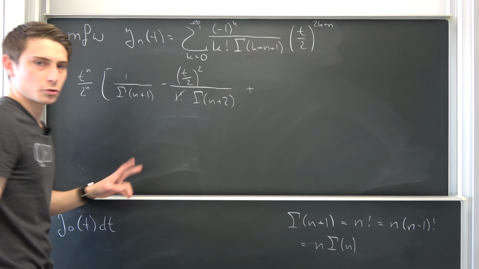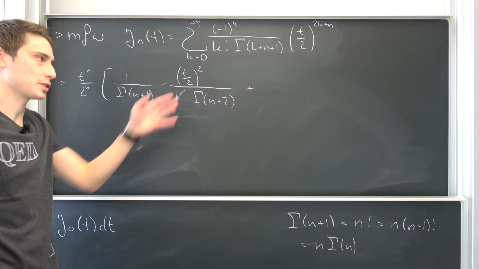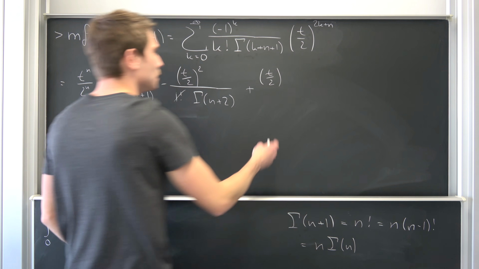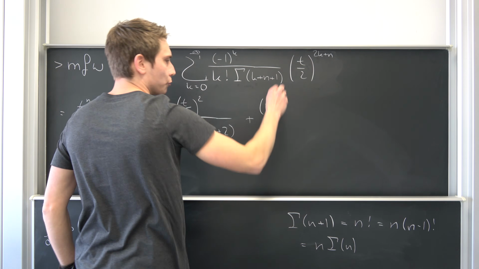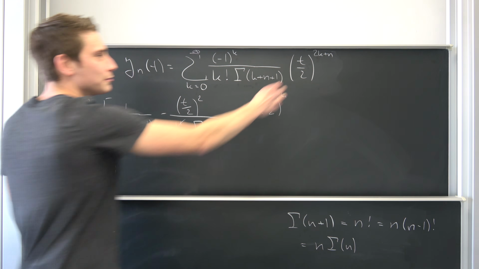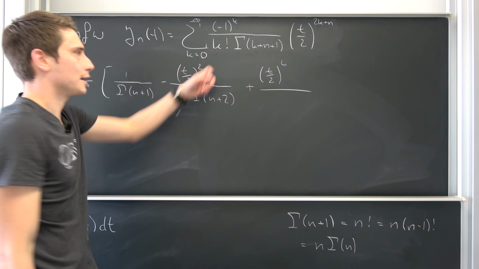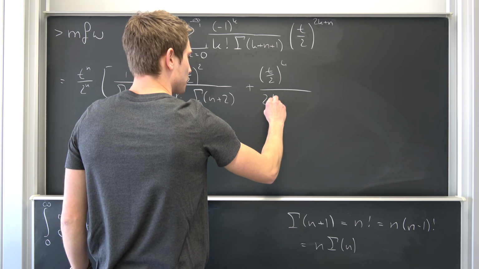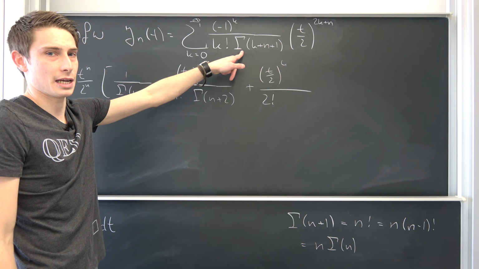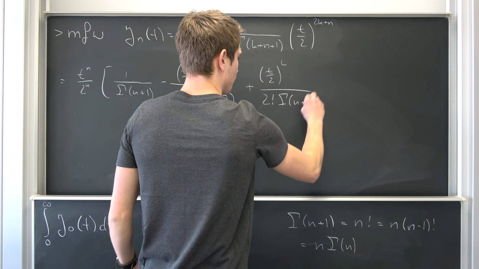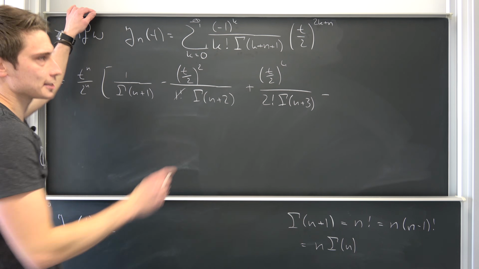Then for the next term, I'm going to write out 2 more terms, and then we are going to see what we get. This is now t over 2 to the 4th power right here. We are just going to get even powers all the time. Over 2 factorial, since k factorial gives us 2 factorial. Then we have gamma of n plus 3. I hope you can already see a certain pattern here.